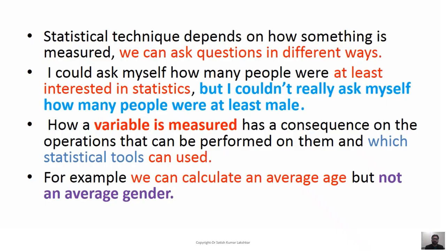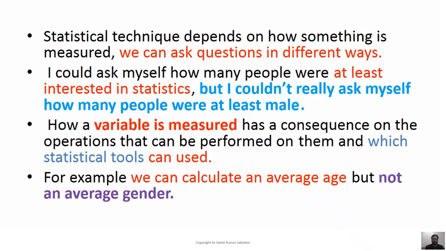We can ask questions in different ways. For example, I could ask how many people were at least interested in statistics, but I could not really ask how many people were at least male. If I am asking how many students are interested in statistics, I may not be able to ask how many people among those were male.